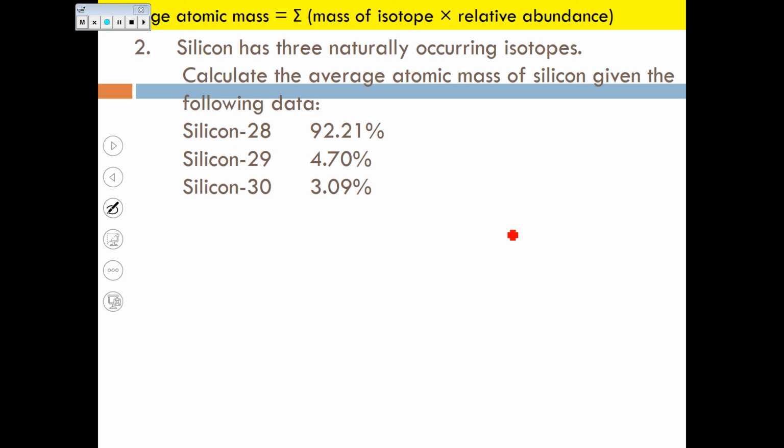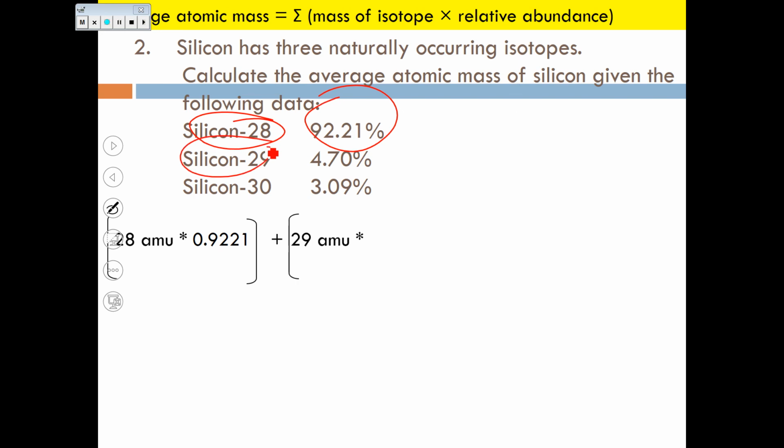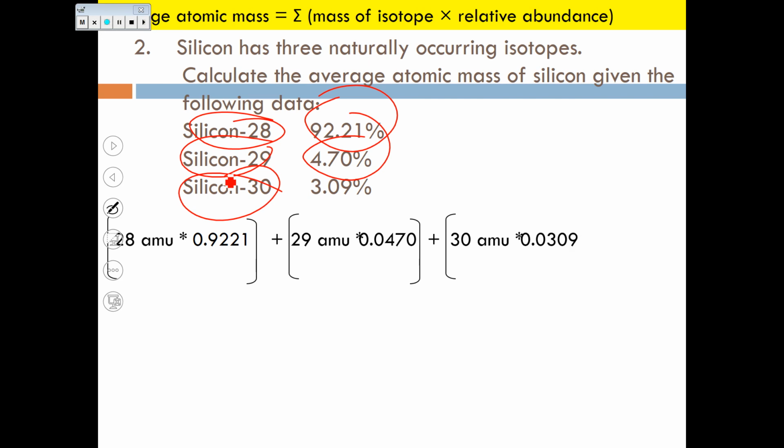Three isotopes of silicon. To calculate its average atomic mass, you take 28 times 0.9221 plus 29 times 0.0470 plus 30 times 0.0309 to get 28.3 AMUs.